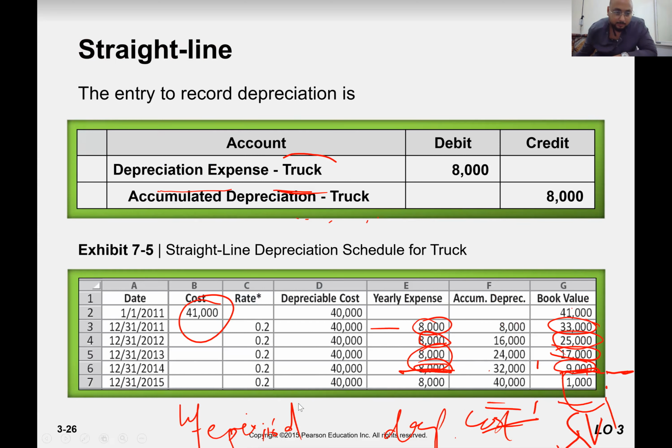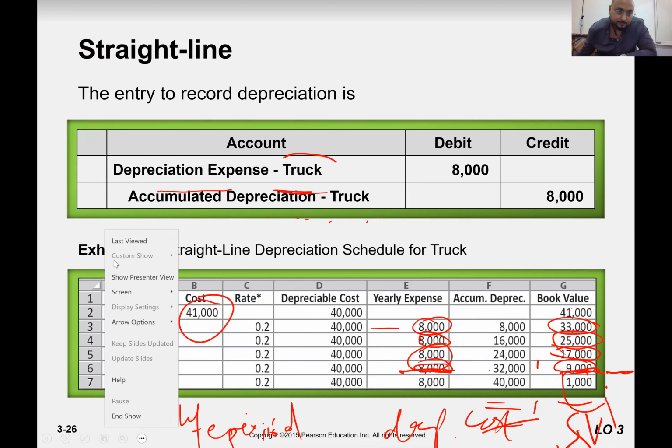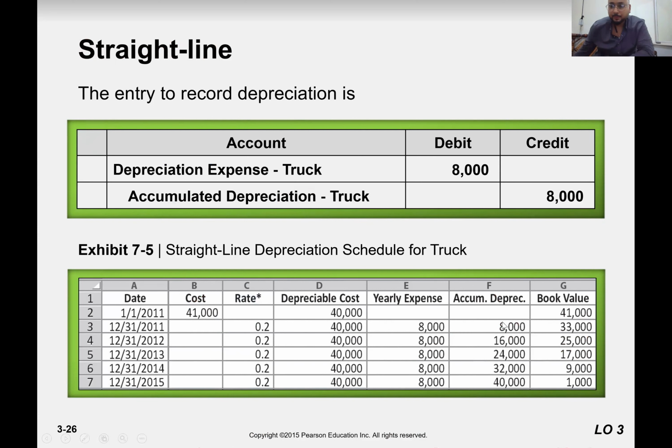If you don't understand that, here we go. Let me clear the mess here. Whenever the life is increasing, cumulative depreciation starts increasing: 8,000, 16,000, 24,000, 32,000, 40,000. And book value starts decreasing: 41,000, 33,000, 25,000, 17,000, 9,000, at the end equal to residual value. Right?